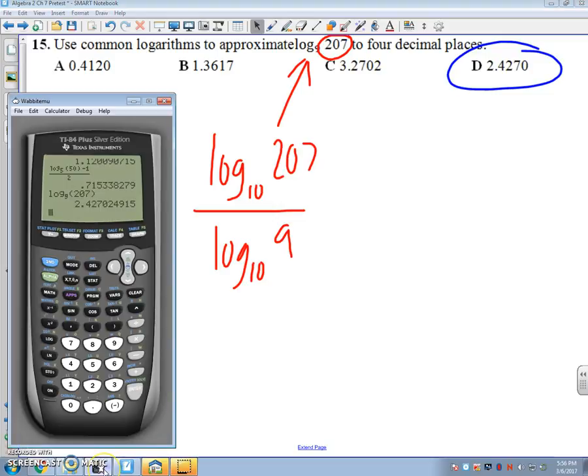So if I did this, same thing, fraction, I could do just log base 10, so log of 207 divided by log of 9. Same answer.